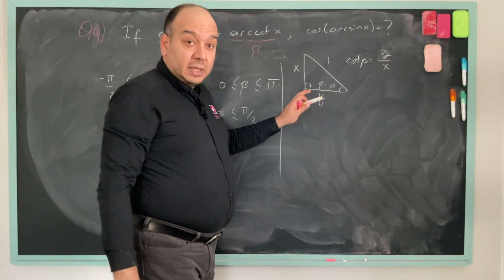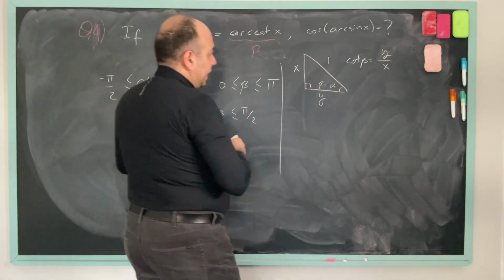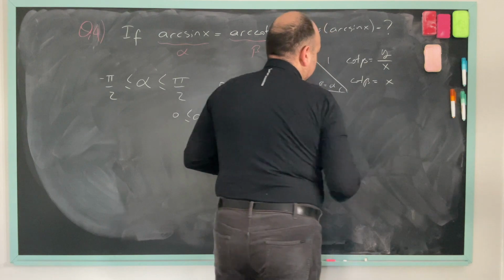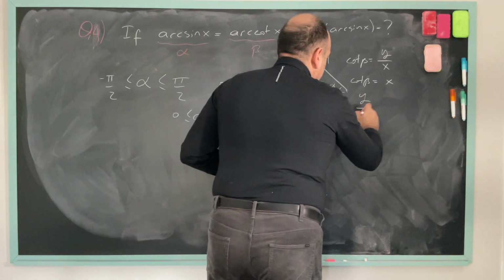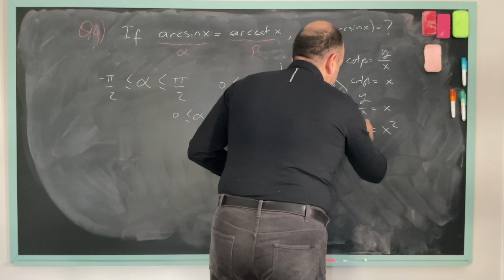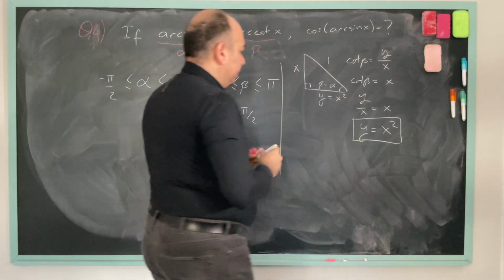And we also know that cotangent beta is equal to x, right? So y over x must be equal to x. So this gives me y is equal to x squared. So here this is equal to x squared. Good.